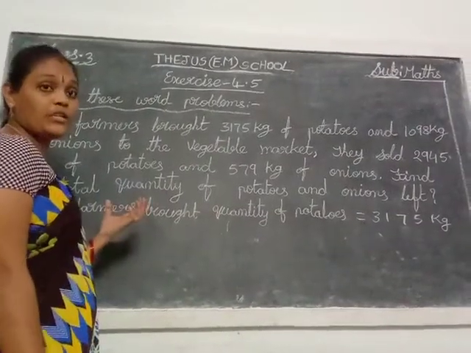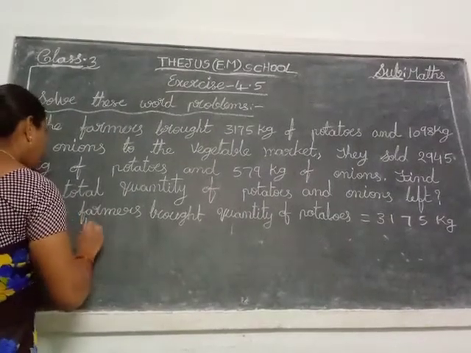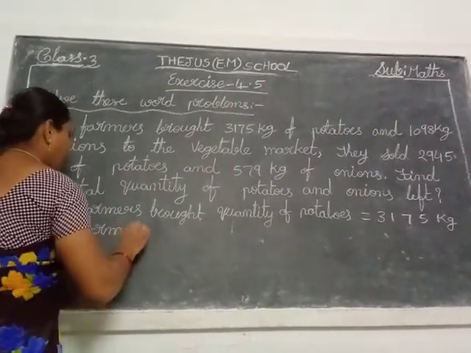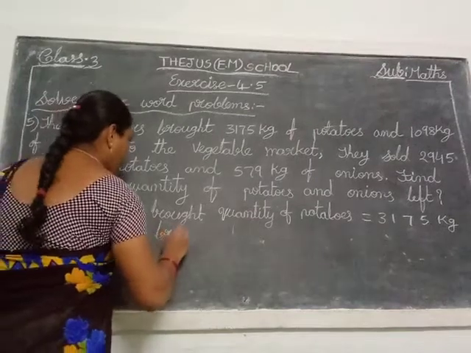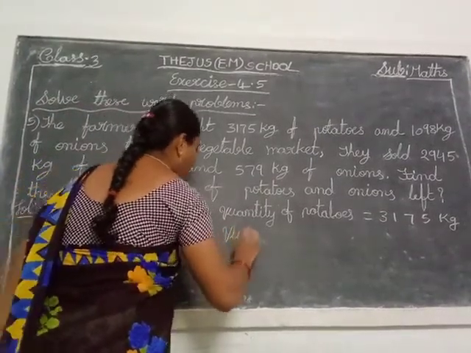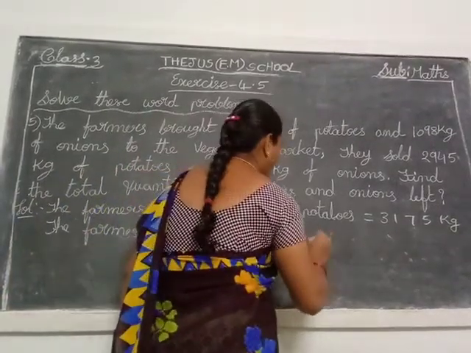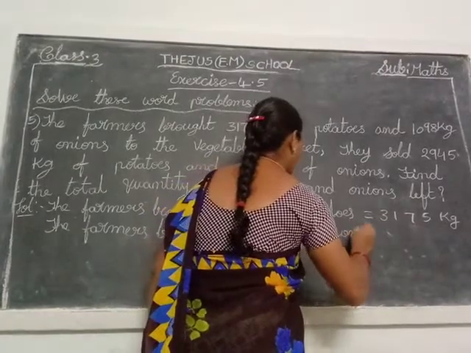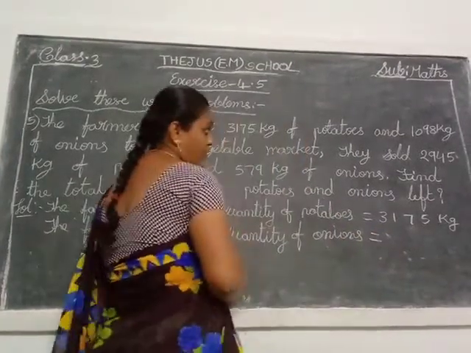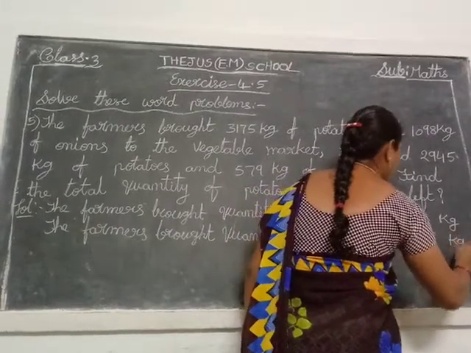Next. Second question, what is it, children? Onions. So first write the farmers brought quantity of onions. How many kgs? 1098. 1098 kgs.